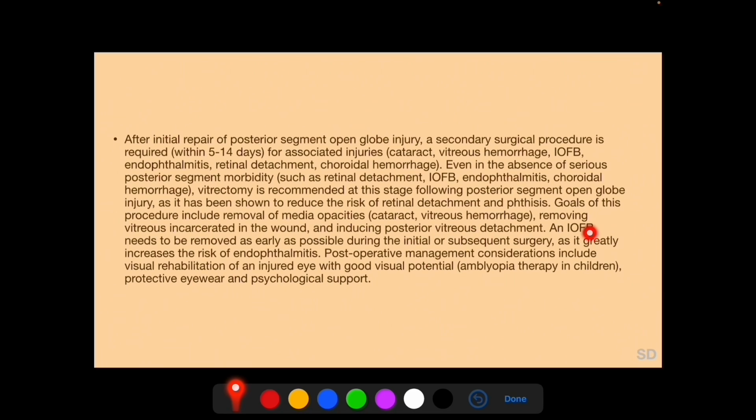An intraocular foreign body needs to be removed as early as possible during the initial or subsequent surgery, as it greatly increases the risk of endophthalmitis. Post-operative management considerations include visual rehabilitation of an injured eye with good visual potential, such as amblyopia therapy, use of protective eyewear, and psychological support.